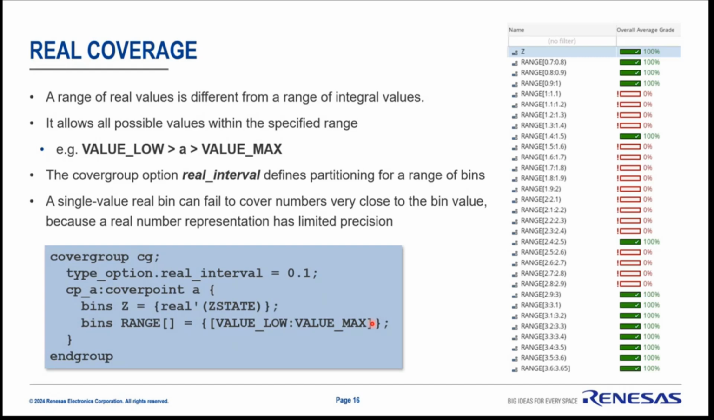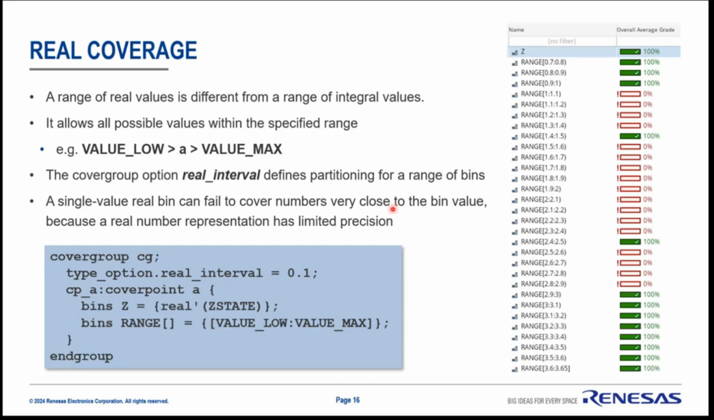Here's an example of a covergroup for a real number with a real interval of 0.1, and we have these bins. We have an automatic range, and a particular bin for a given value, a Z state value. On the right hand side the tool produces the coverage results for the ranges, with a special notation: the square bracket is inclusive of the number, and the round parenthesis is exclusive of the next number going up. So it's splitting it into the range 2.3 up until but not including 2.4, and the next bin is 2.4 up to but not including 2.5.